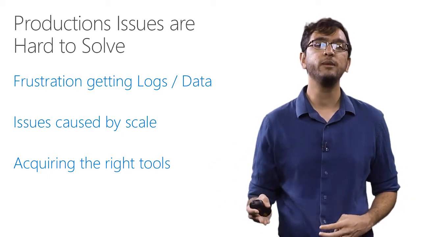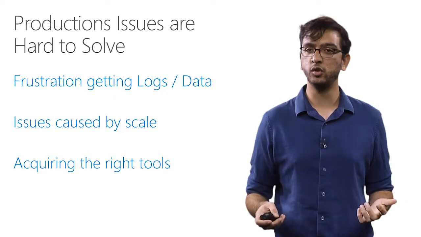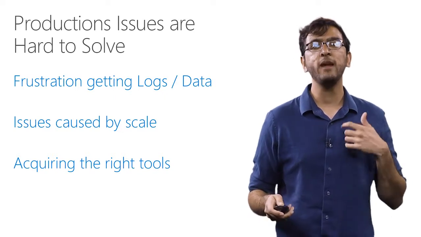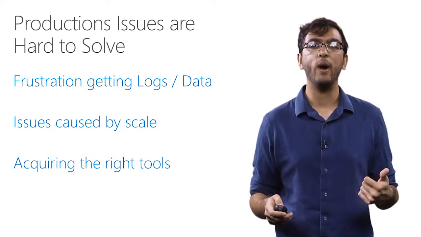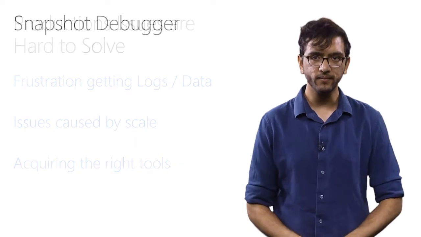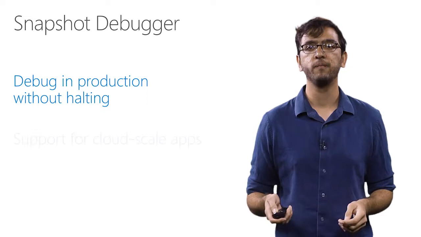The tools I'm going to be speaking about are built into Visual Studio and Azure, and make sure you have the right tools when and where you need them. Now, the Snapshot Debugger allows you to use the full fidelity of the Visual Studio Debugger in production. The big difference is that the Snapshot Debugger does not halt or affect your application very much at all.